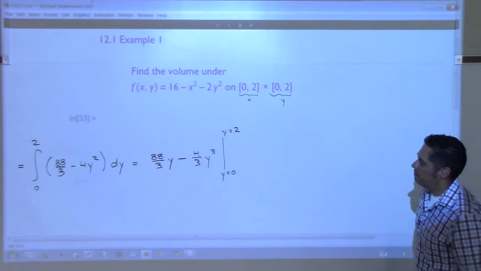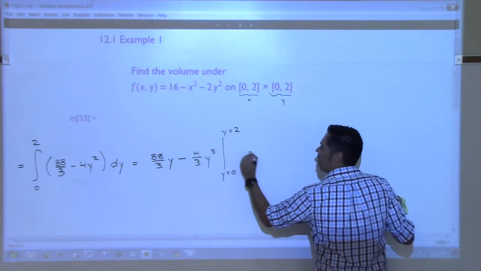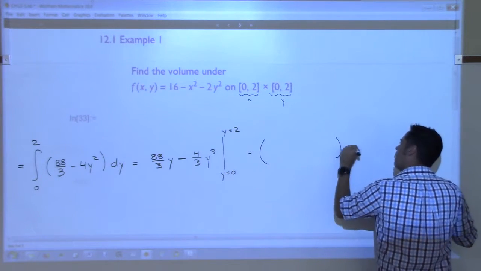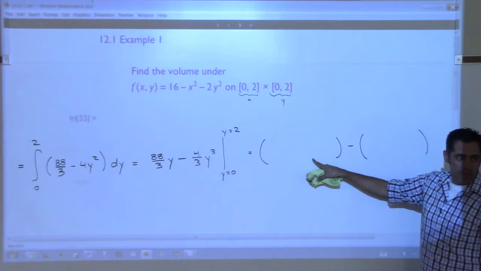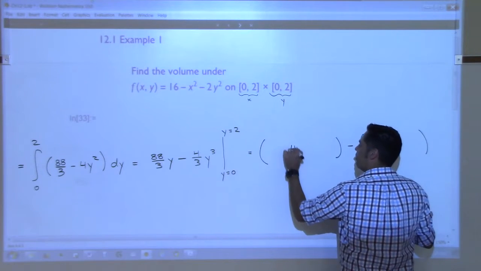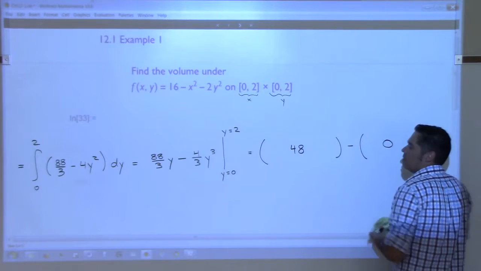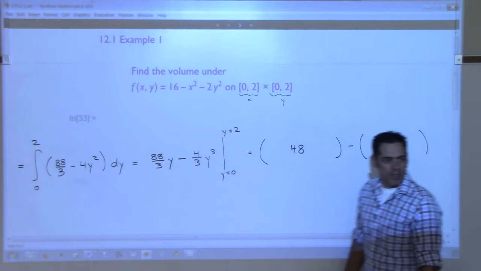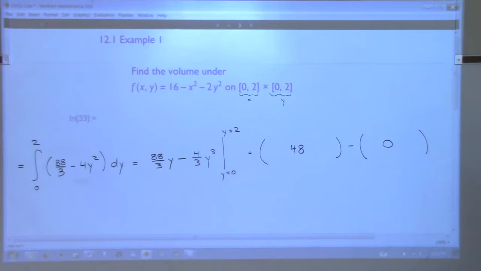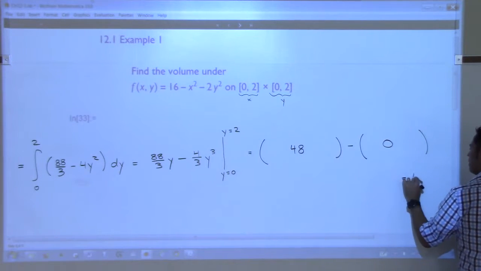And we plug in. So when we plug in, we're going to get something here, and then take away something here. Let's see. What is it? 48 minus 0. 48. Oh, you already got this whole thing? It came out to be 48? Yeah. Okay, I believe you. 48 minus 0. So if you plug in 2 here and you simplify, trust that that's 48. So what's the final answer? 48.